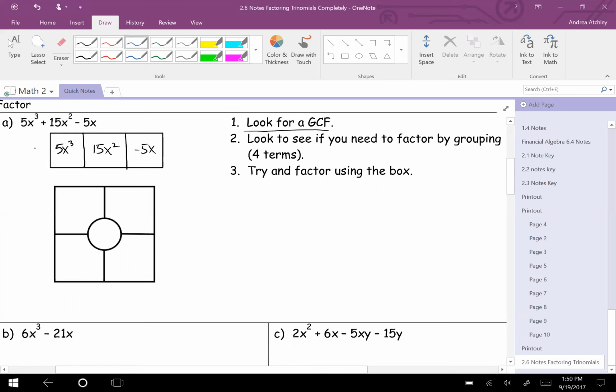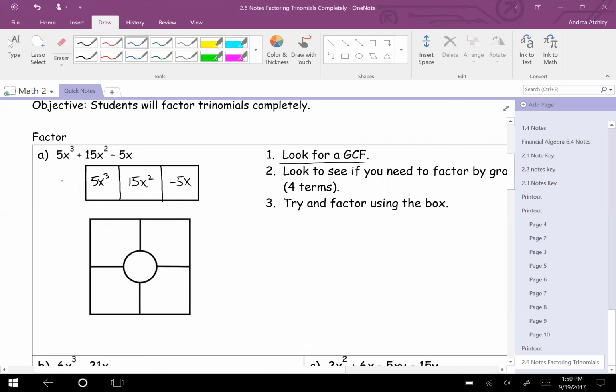We need to factor out a 5. And since they all have x's, I pull out the smallest number of x's, which is x to the first power. And then I divide it. And that's going to give me 5 divided by 5 is 1. And x cubed divided by x, I just take 1 away and get x squared.